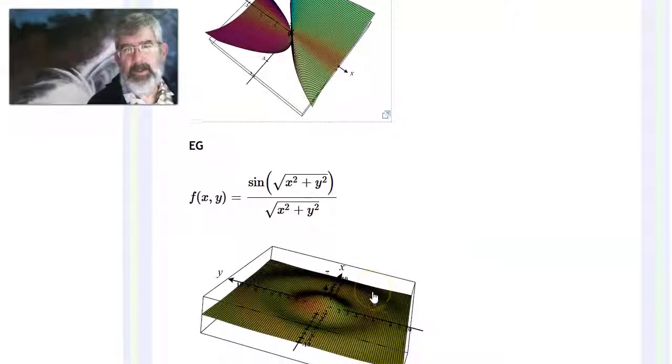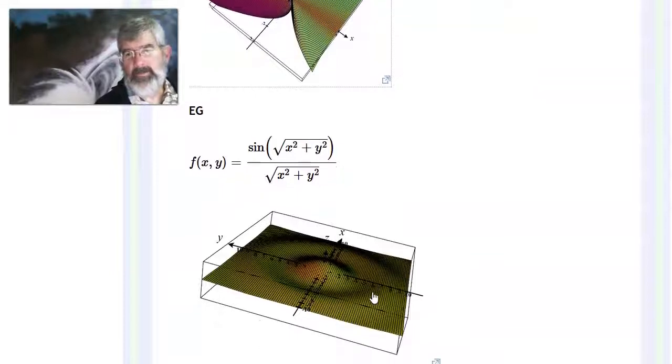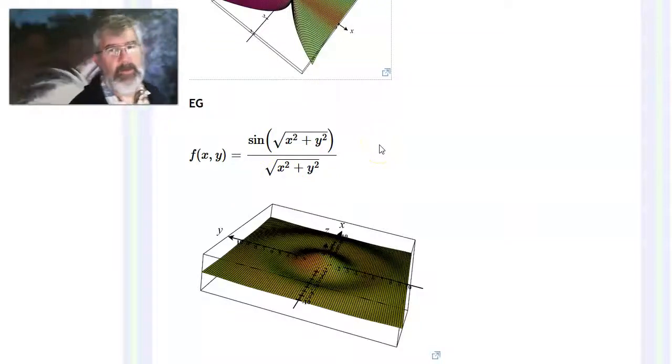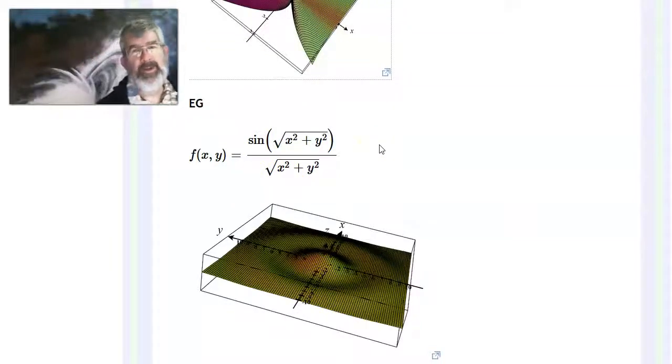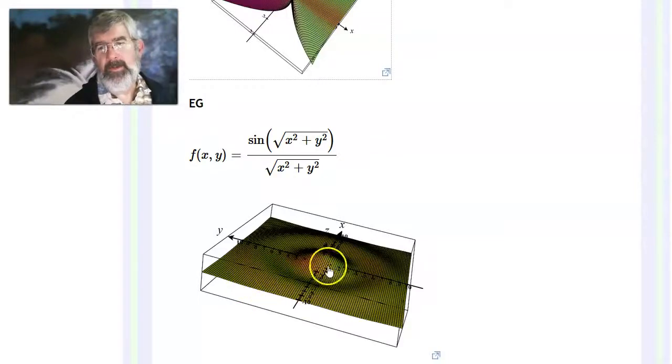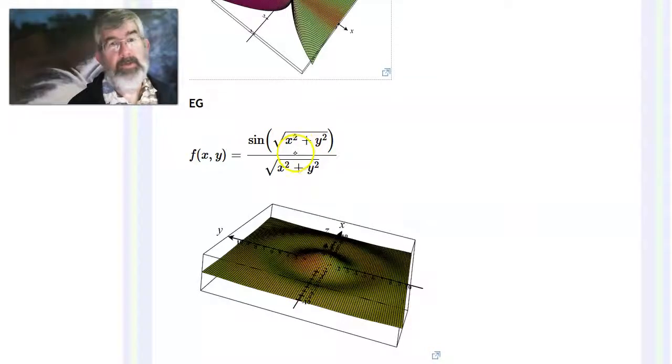One more example. This is another one that I showed in a previous video. The f of x, y is sine of the square root of x squared plus y squared over the square root of x squared plus y squared. This is ripples. You got the big bump in the middle, and then ripples going out, getting smaller amplitude as you go out. But one of the things that is happening here, there's a discontinuity at one spot.